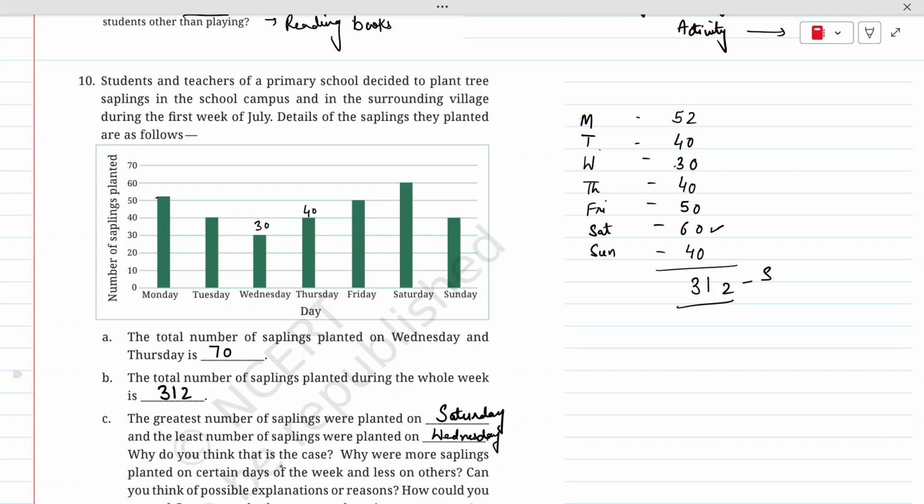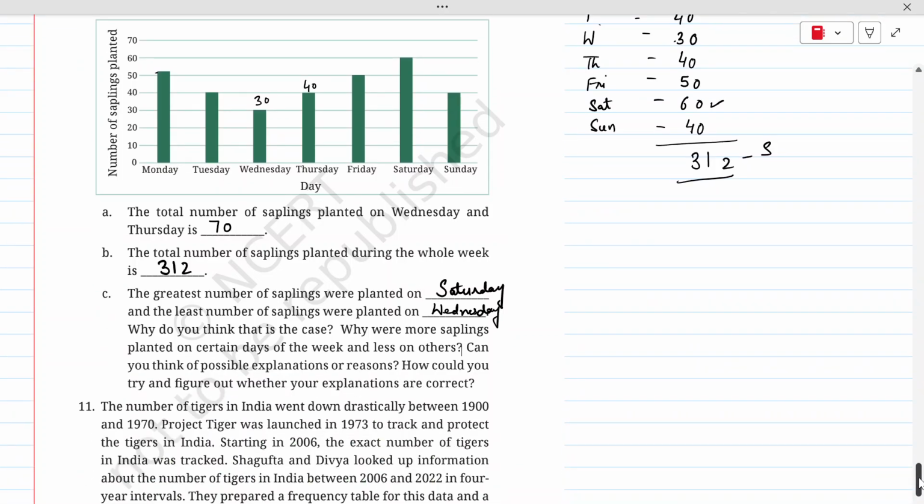Why do you think that is the case? So kids, that is the case because Saturday we have a holiday and it is easier to plant more trees. There will be less traffic and more people would be available to do the planting. And why were more saplings planted on certain days of the week and less on others? Again, it depends upon the availability of the people, the traffic, and the availability of saplings also.